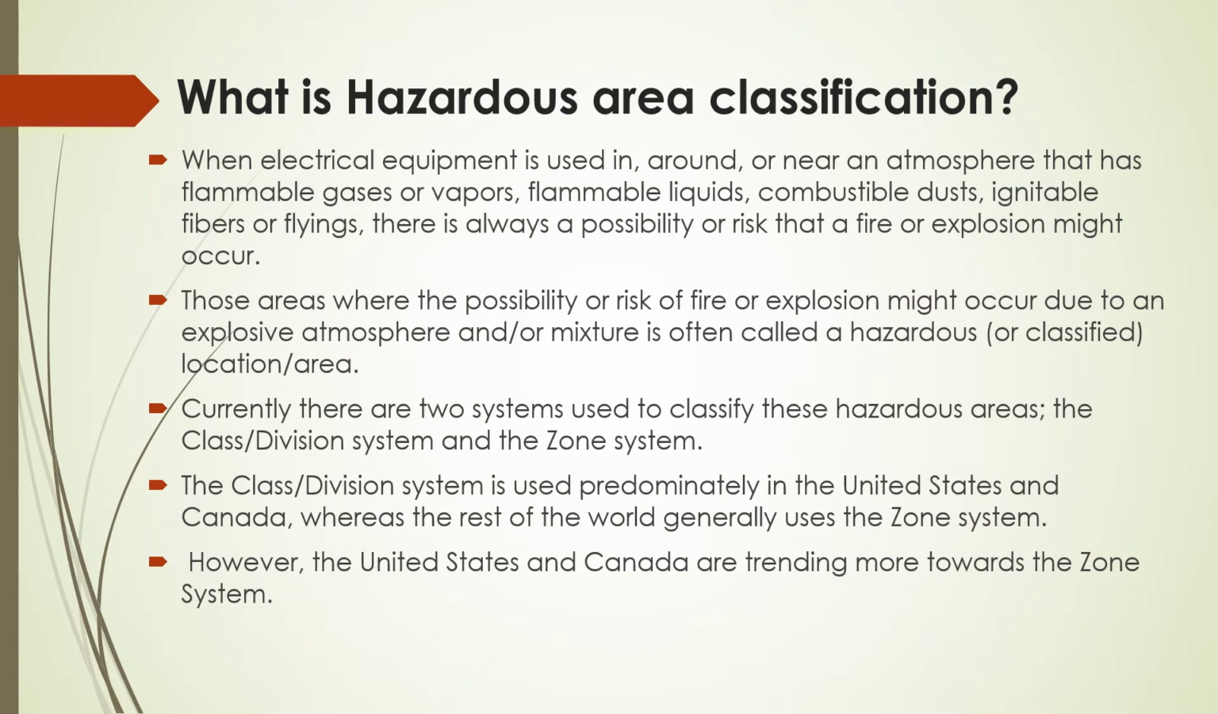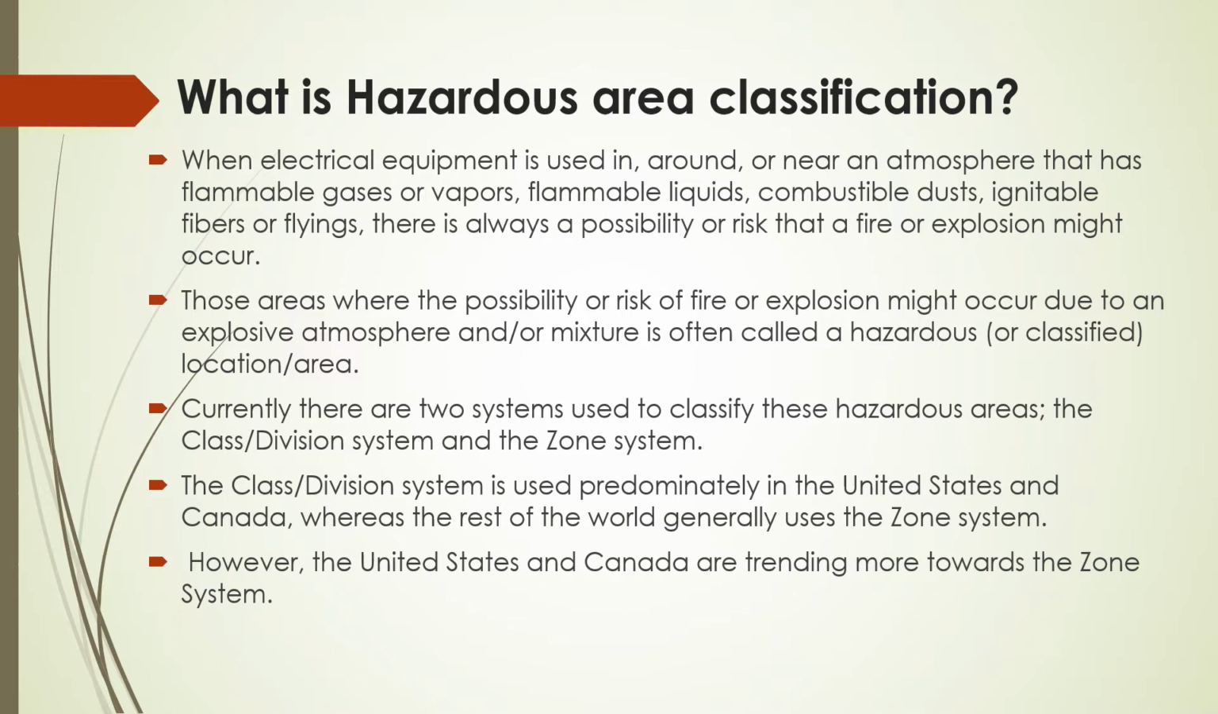So friends, what is hazardous area classification? When electrical equipment is used in, around or near an atmosphere that has flammable gases or vapors, flammable liquids, combustible dust, ignitable fibers or flyings, there is always a possibility or risk that a fire or explosion might occur. Those areas where the possibility or risk of fire or explosion might occur due to an explosive atmosphere and/or mixture is often called a hazardous location or area.